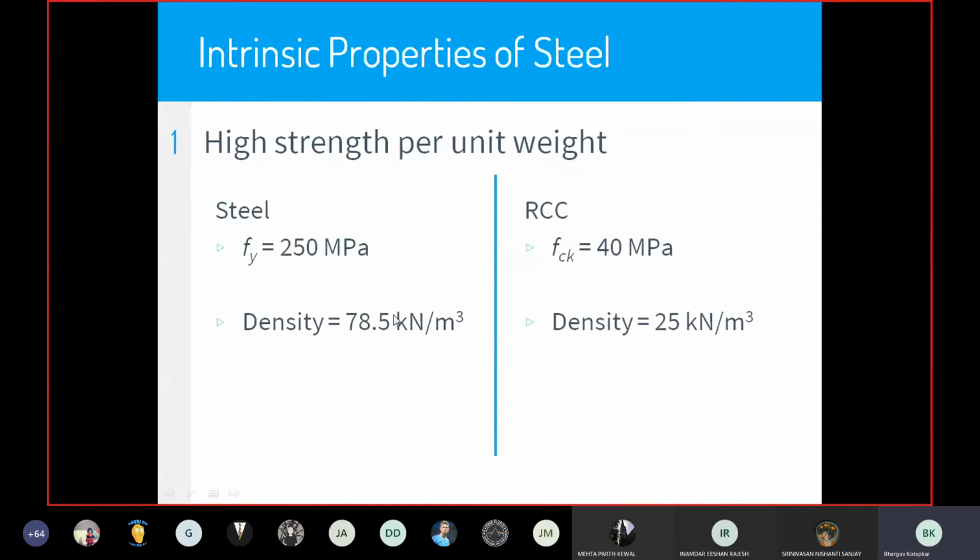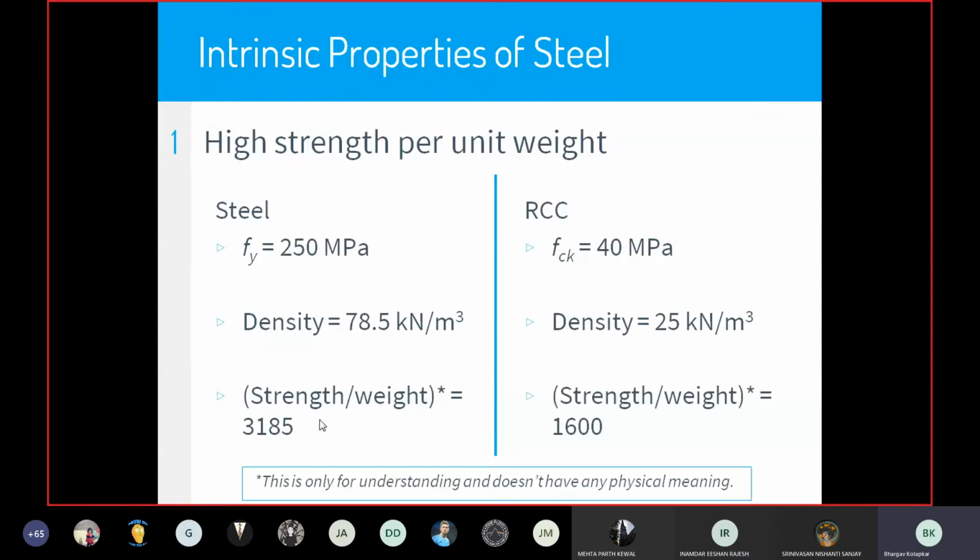So steel has a density of about 78.5. Concrete has a density of 25. If I compute the strength to weight ratio, so this is the strength and this is our density, the strength to weight ratio in steel is 3185, whereas in concrete it is 1600. So for a given weight of the material, steel can take much higher load as compared to concrete.